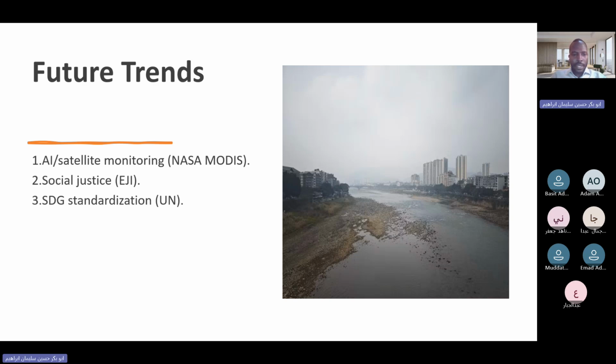Future trends: AI and satellite monitoring. This can help us to monitor the environmental indicators. Additionally, social justice can also help us. Lastly, SDG standardizing, which is put forward by the UN. All this can help us to use environmental indicators and monitoring.